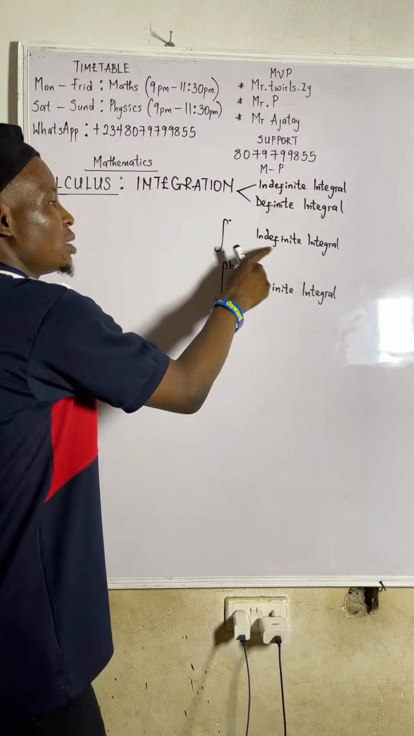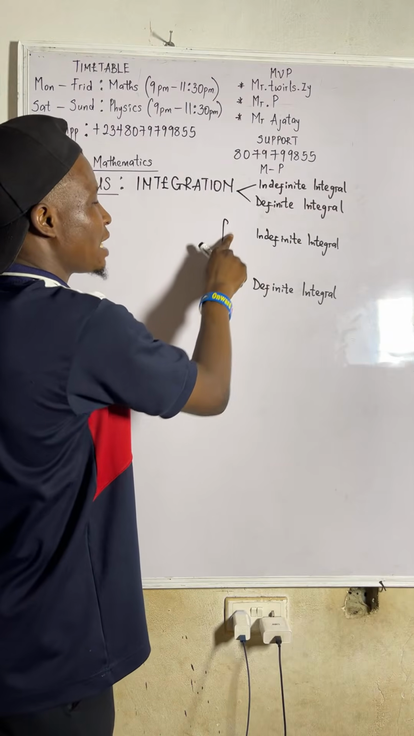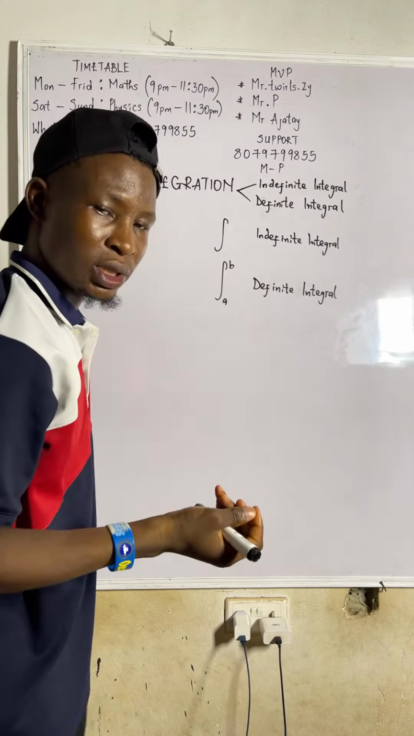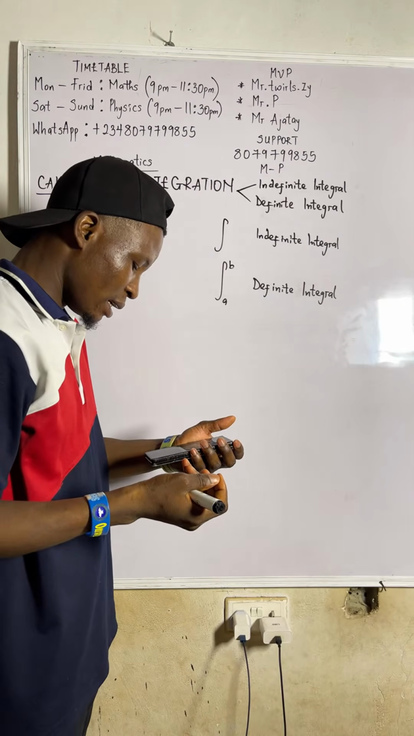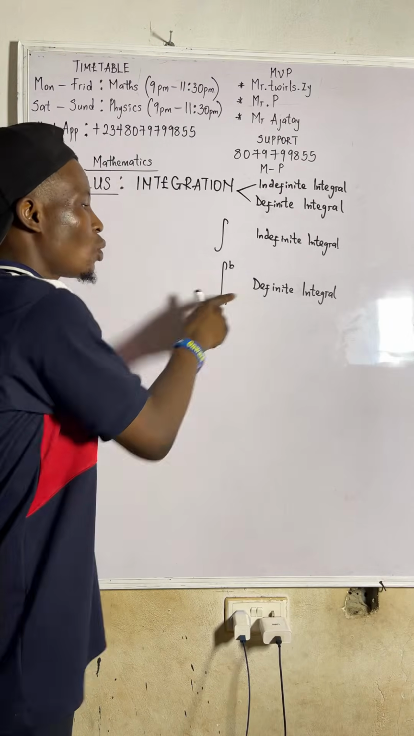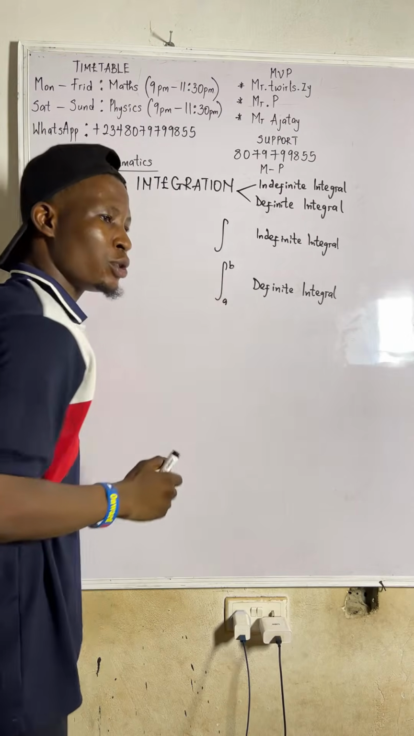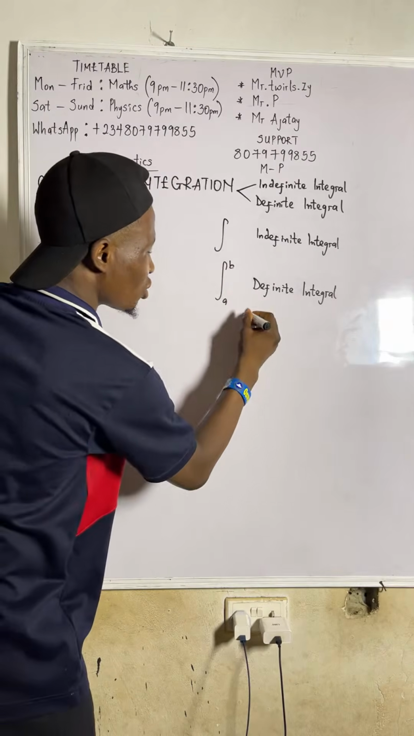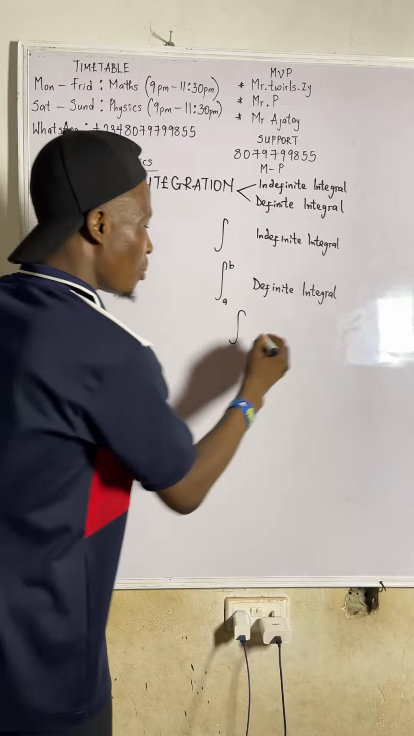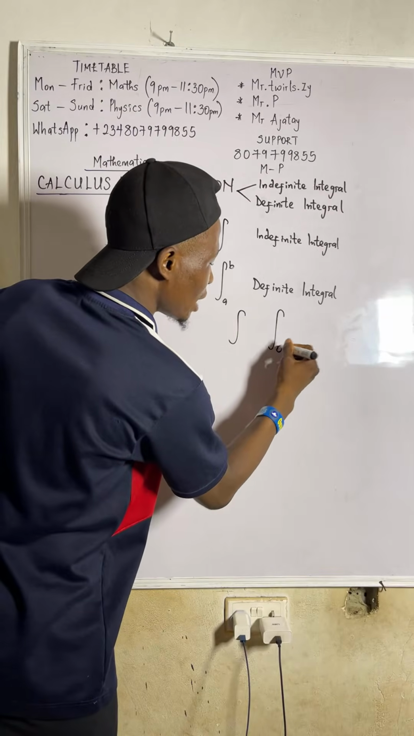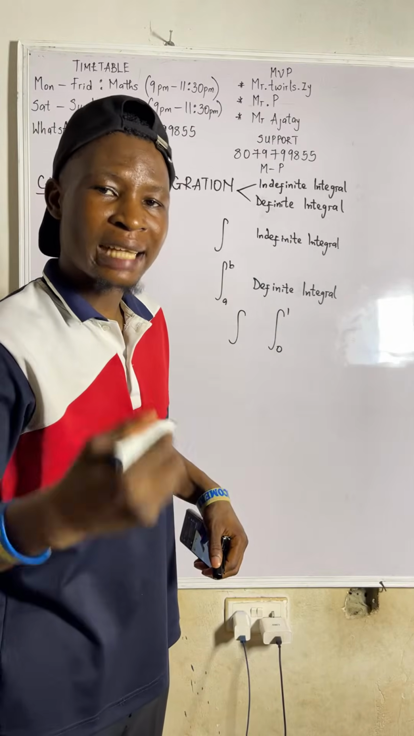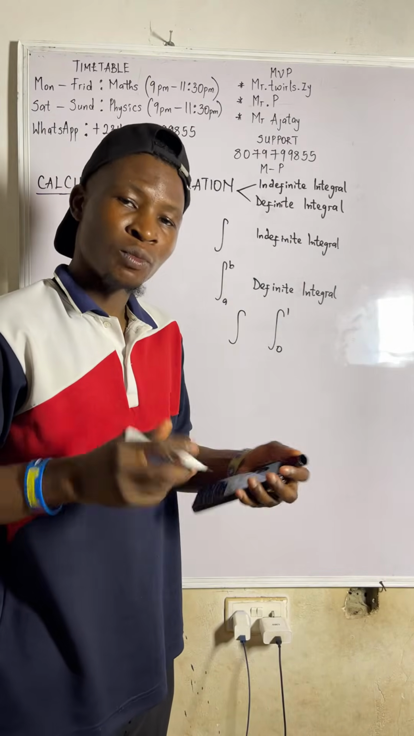Alright, so this is indefinite. Indefinite integral is when there is nothing here, when it doesn't have a boundary. Definite integral is when it has a boundary. Whenever you see an integration like this that doesn't have anything here, this is an indefinite integral. But whenever you see something like 0 to 1, that is a definite integral. Do you get it now?